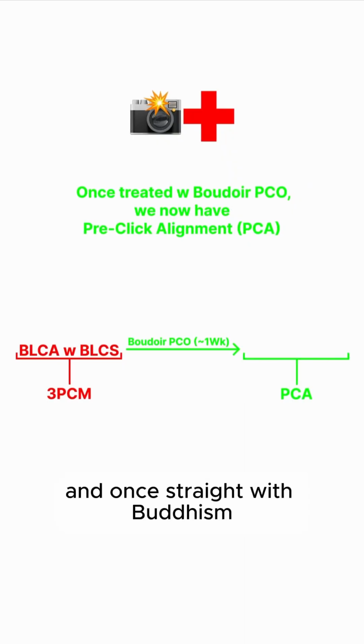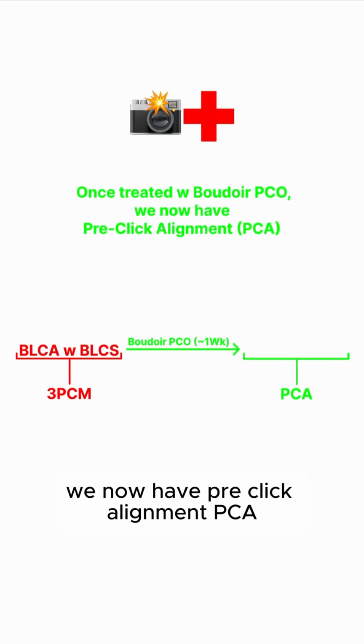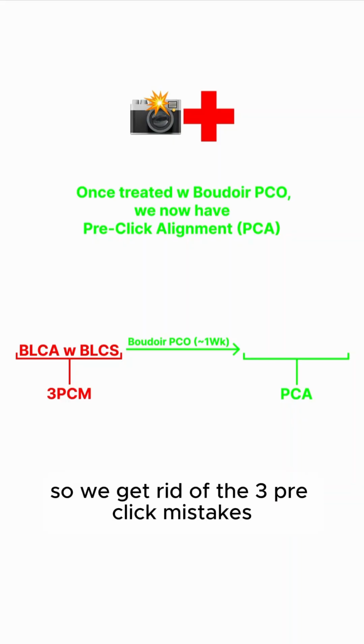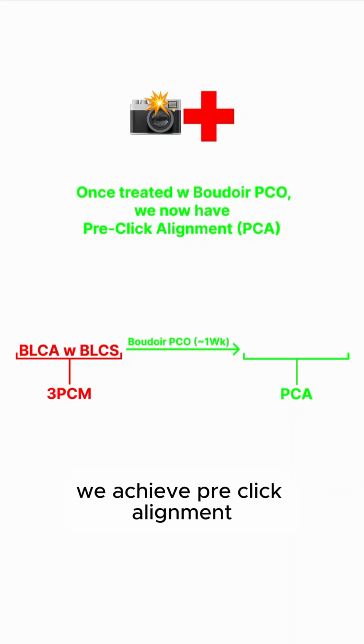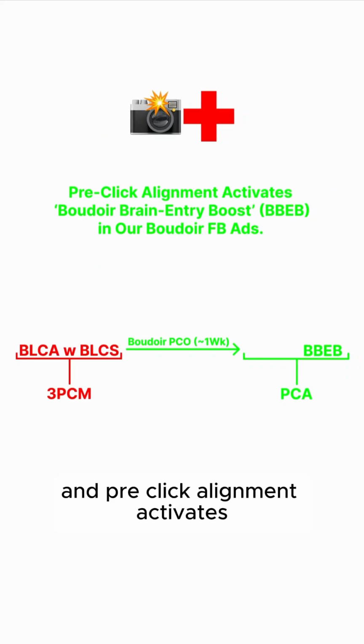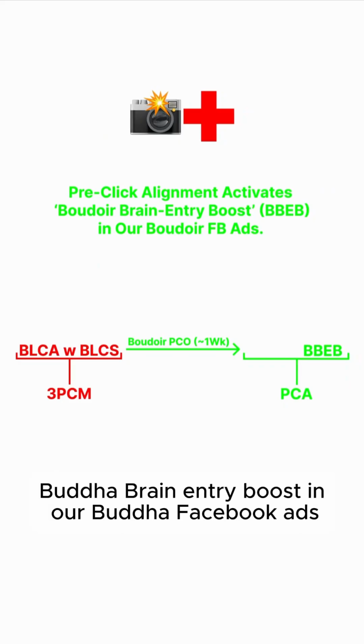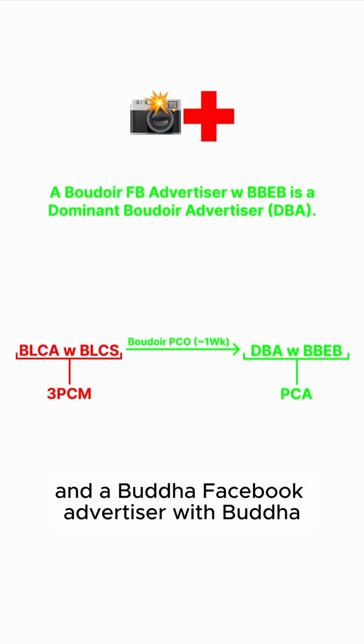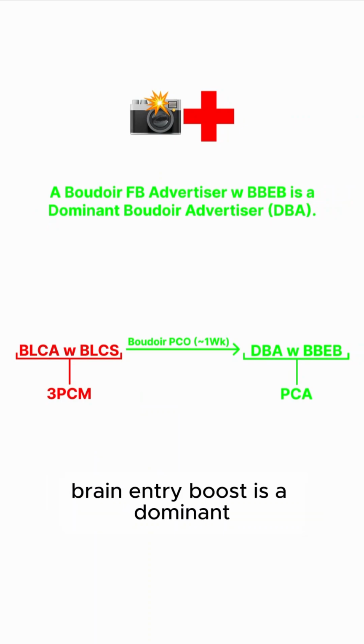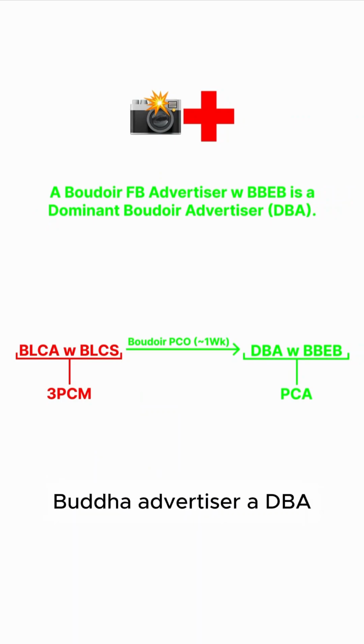And once treated with Boudoir Pico, we now have pre-click alignment, PCA. So we get rid of the three pre-click mistakes, we achieve pre-click alignment. And pre-click alignment activates Boudoir brain entry boost in our Boudoir Facebook ads. And a Boudoir Facebook advertiser with Boudoir brain entry boost is a dominant Boudoir advertiser, a DBA. So this is our full universe.